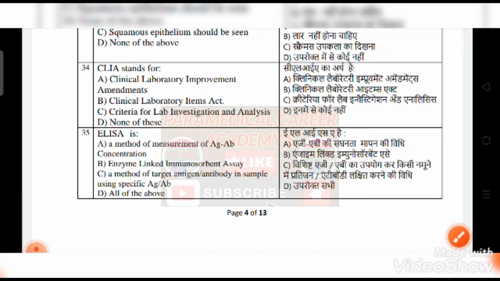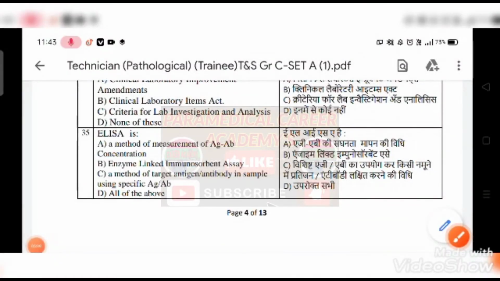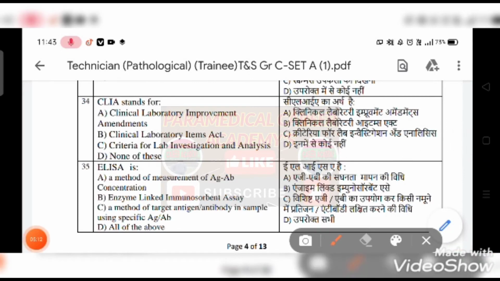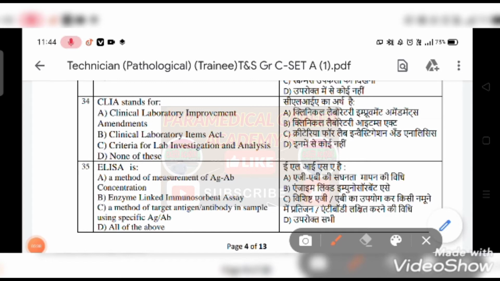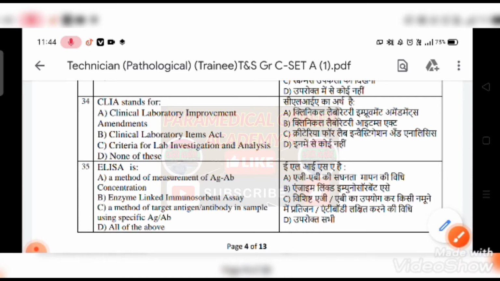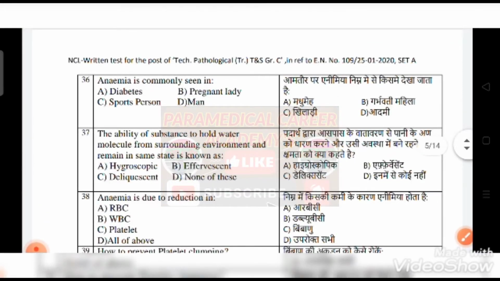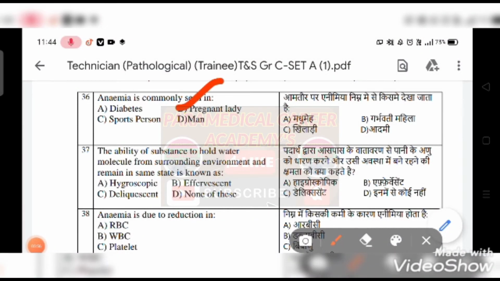34th question. CLIA stands for? Answer is A, Clinical Laboratory Improvement Amendment. 35th question. ELISA is? Answer is C, a method of detecting target antigen or antibody in sample using specific antibody or antigen. 36th question. Anemia is commonly seen in? Answer is B, pregnant lady.